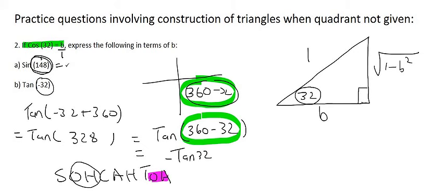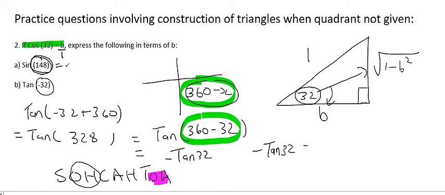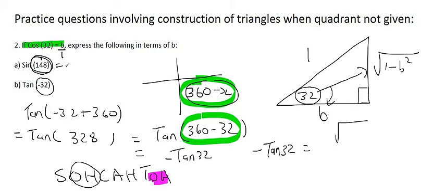Tan is opposite over adjacent, so the opposite of 32 is the square root of 1 minus b squared. The adjacent is b, and so negative tan 32 is going to be equal to the square root of 1 minus b squared over b, and then we must just remember to put the negative in the front. Perfect, and that's the end of that question.